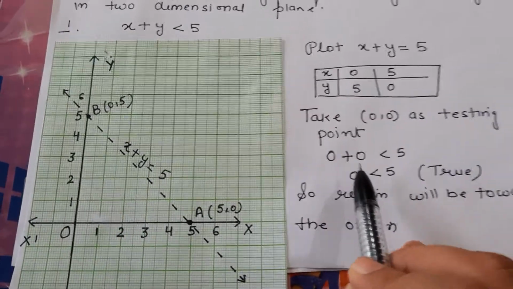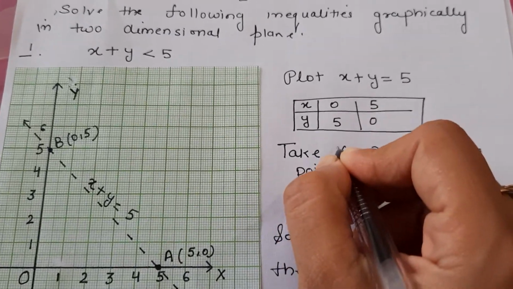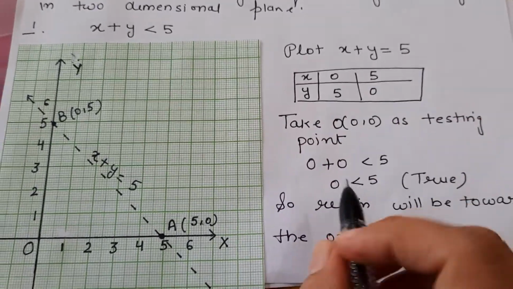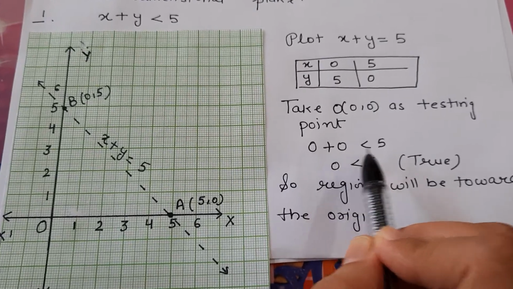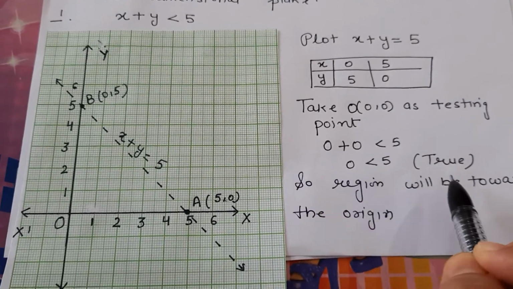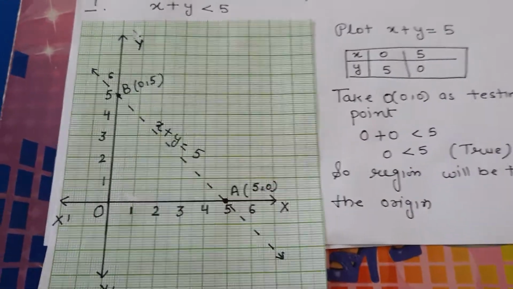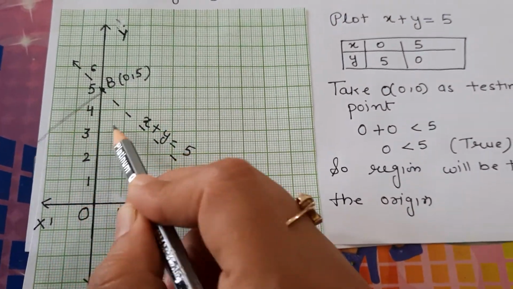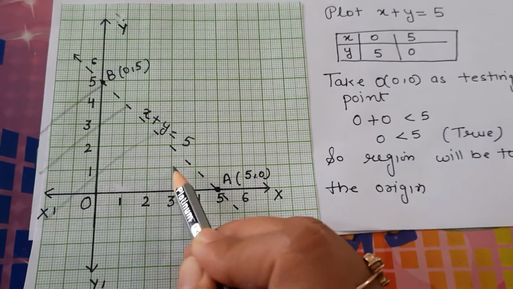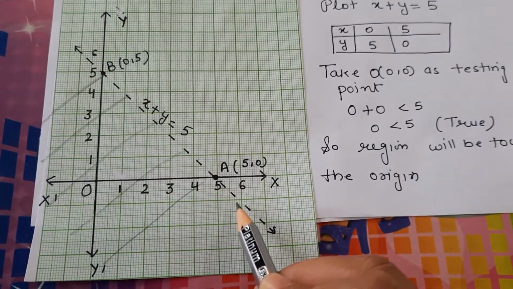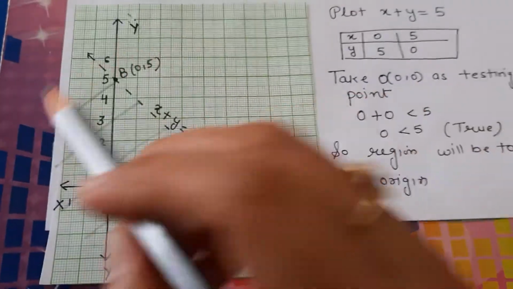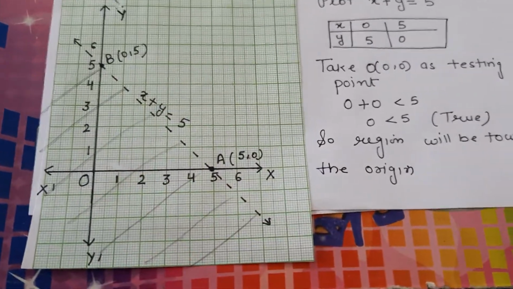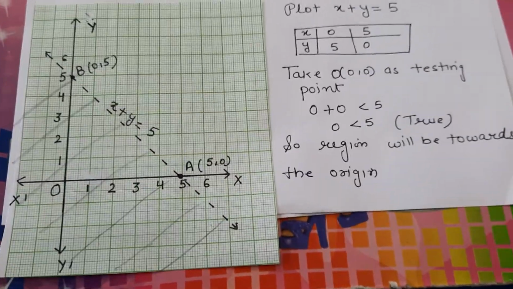So just look here, I have taken origin 0, 0 as the testing point. So 0 plus 0 less than 5, 0 less than 5, true? So that means your region will be towards the origin. So now this is going to be your shaded region. Either you can do like this, or you can also shade this complete portion. So this is your answer, right?